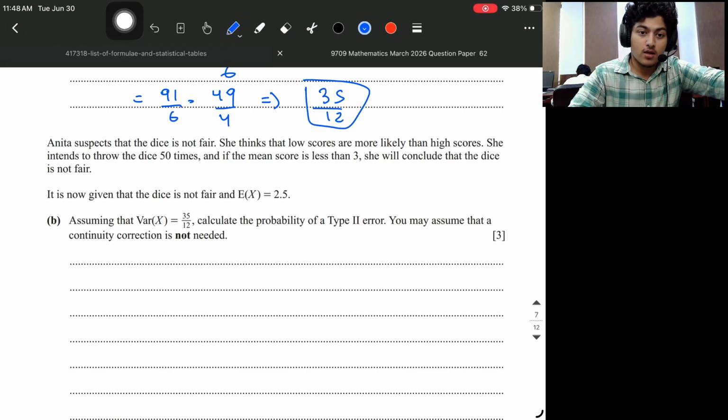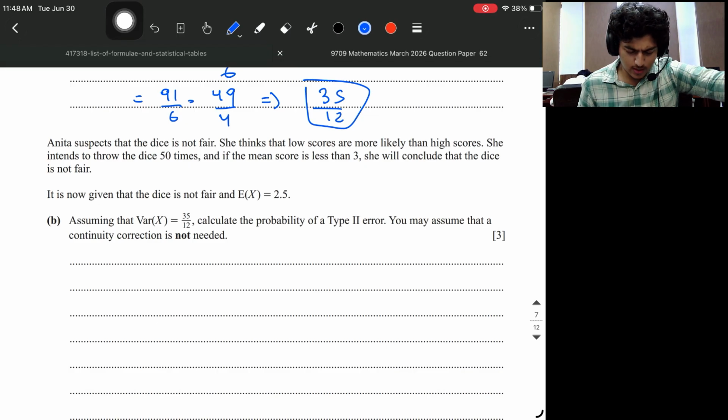Now which question is this? It's not hypothesis testing, but it's similar to that, we're just testing whether the dice is fair or not. It is now given that the dice is not fair, and the expected value of x equals 2.5. Assuming that the variance of x equals 35 upon 12, calculate the probability of a type 2 error. You may assume that a continuity correction is not needed.